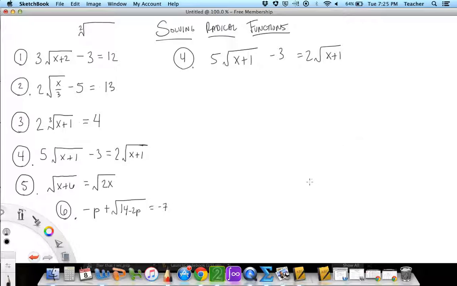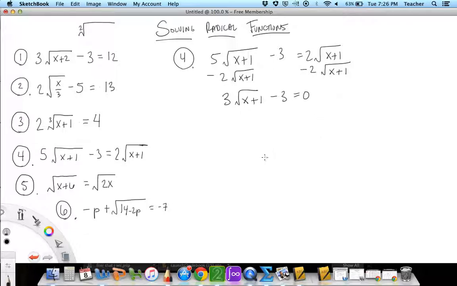Now this problem is a very unique situation. You'll notice that we have the square root of x plus 1 on both sides. It takes a little bit of thought and a little bit of algebra thinking, but if I subtract 2 square root x plus 1 from both sides, I treat this radical just like I would a variable. So essentially I have 5 square root x plus 1s minus 2 square root x plus 1s. That leaves me with 3 square root x plus 1s minus 3 equals 0.